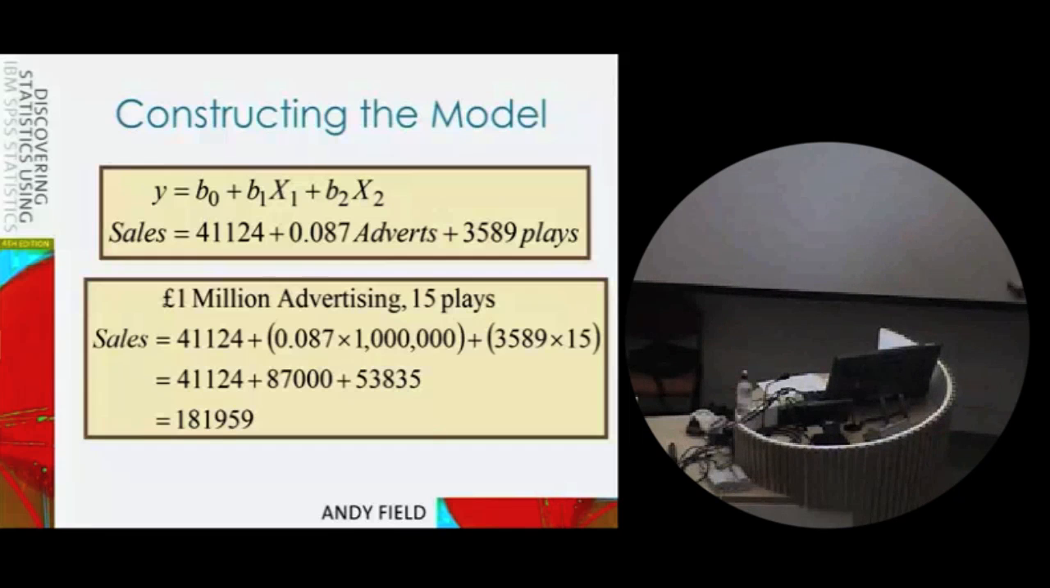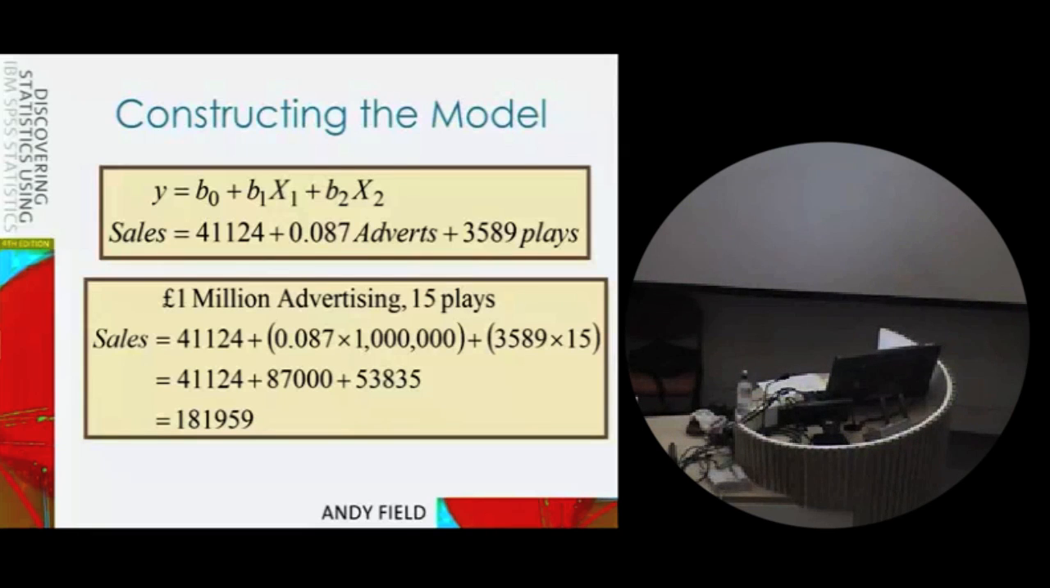Now, you might think, why would we do that? It's bad enough that we have to look at equations. Why do we want to make them worse by putting numbers into them? It's because it allows us to make predictions beyond our data. So, for example, if you were working for a record company and you wanted to know how many sales you could expect to get based on the amount of advertising you had in your budget, the amount of money you had, and how many times you thought you could get it played on radio, you can plug these numbers into the equation and get an answer. And that answer might be useful to you, potentially.